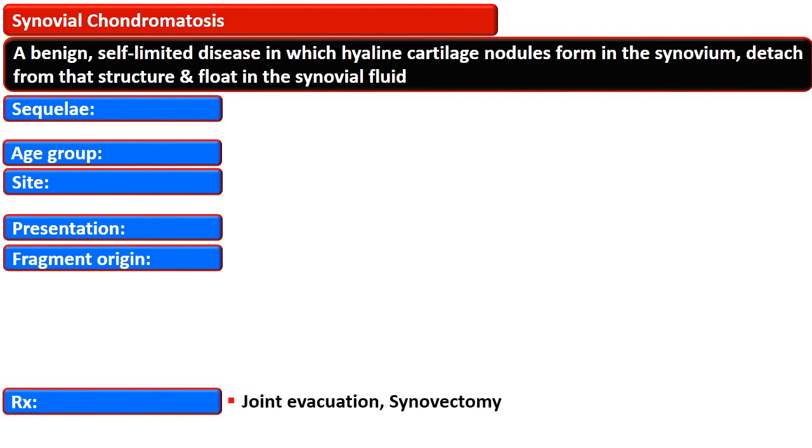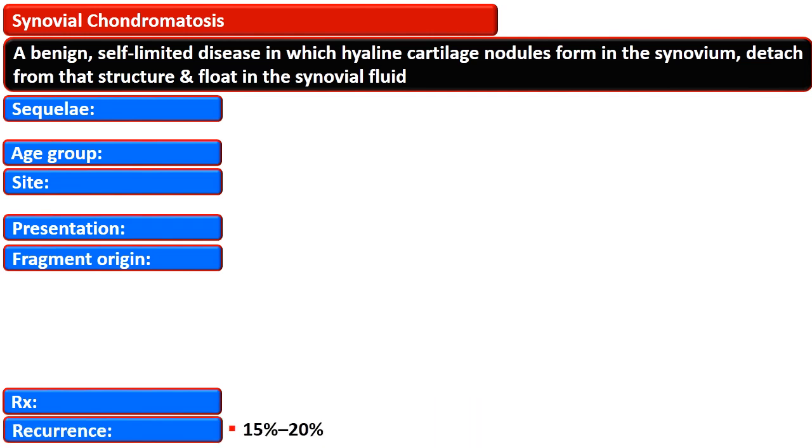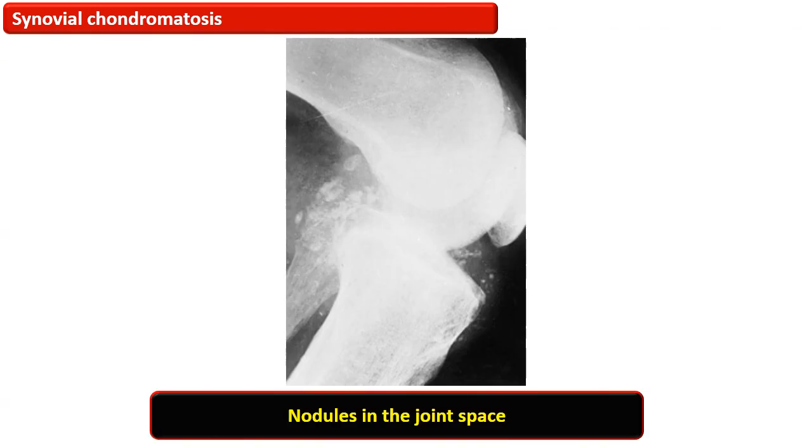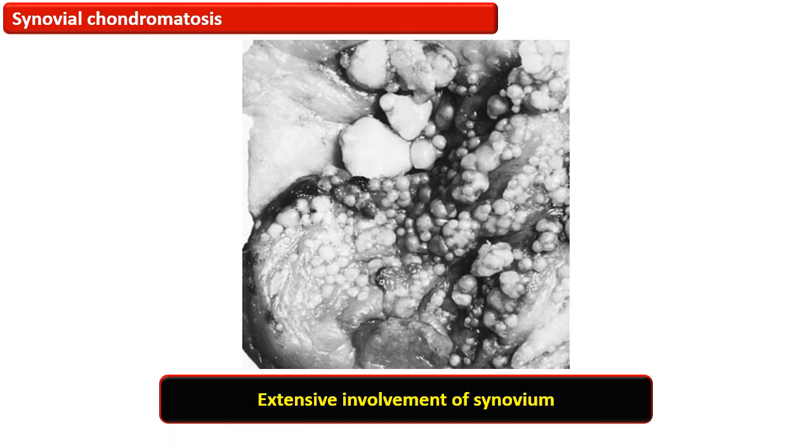The treatment is joint evacuation and synovectomy. It recurs in 15 to 20% of cases, but malignant transformation is rare. So this X-ray of the knee joint is showing the nodules within the joint space. This is the gross appearance of the synovium in this osteochondromatosis, which is showing extensive involvement of the synovium and presence of these irregular small cartilaginous fragments.